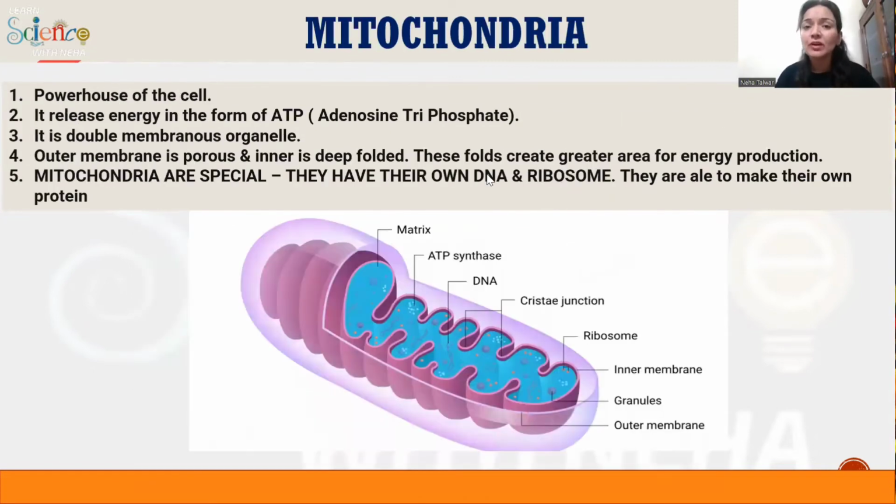Now, very, very important, mitochondria, which is a semi-autonomous body of the cell. Semi-autonomous means it has the capacity to produce its own DNA, which is very, very important, and its own ribosomes. These are the two major things which are required in the cell. So it can produce its own, that is why it is called a semi-autonomous body.